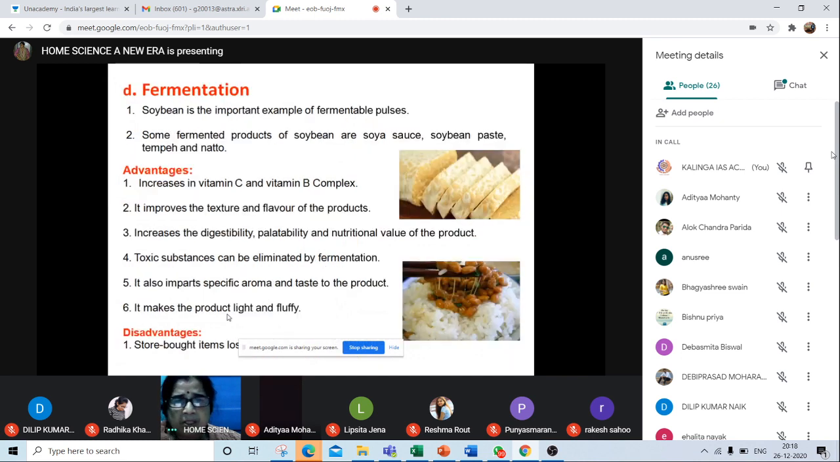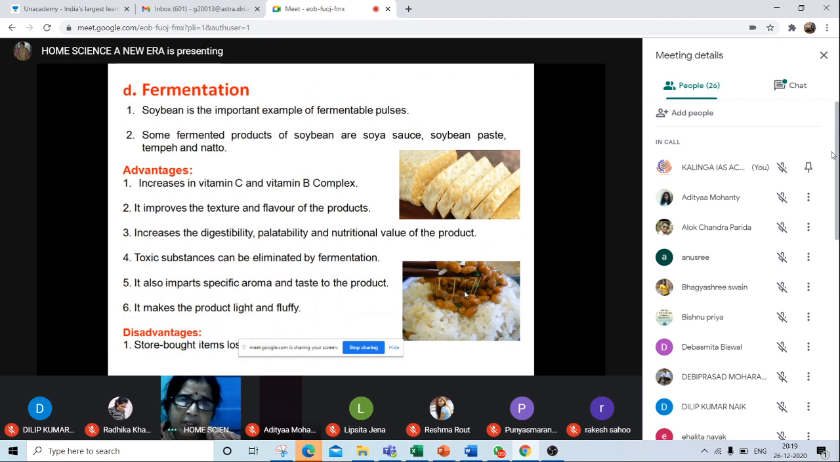Then fermentation. Soybean is an important example of the fermentable pulses. Some fermented products of the soybean are soya sauce, soybean paste, tempeh and natto. This is natto. Advantage, it increases the vitamin C and vitamin B complex.